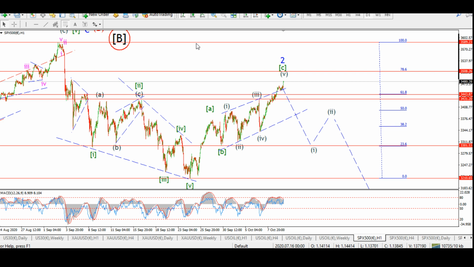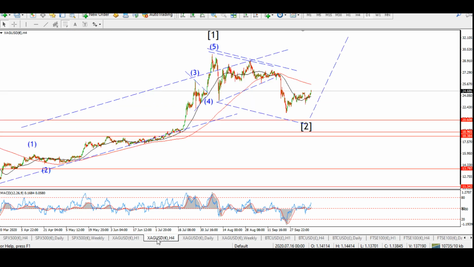Okay, so we're going to keep working on this possible second wave, and if we get another lower high off this second wave high, then we are into bearish territory big time. Okay, let's move on. Let's get to silver and alternatives. Let's say Bitcoin.